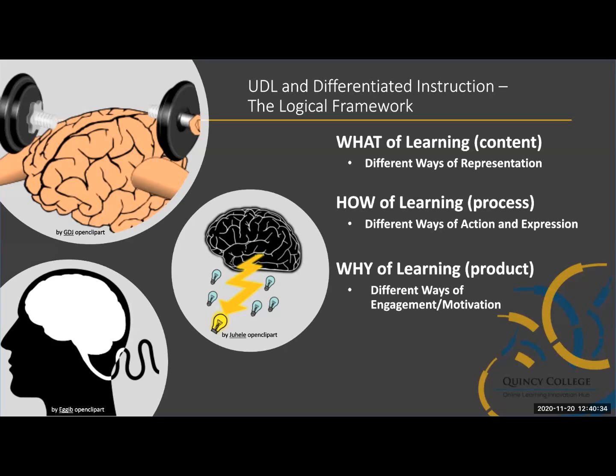When we're differentiating, whether it's an assessment, an activity, or the content itself, we're looking at very specific parts of the whole. You see the images of the brain because we're always focusing on engaging students at deeper and deeper levels as they work through the course. We're focusing on the what of learning, the content, which Melody referenced as the different ways of representation. We can also differentiate the how, the different ways of action and expression. For the process in our online classrooms, we can differentiate how the students get there.